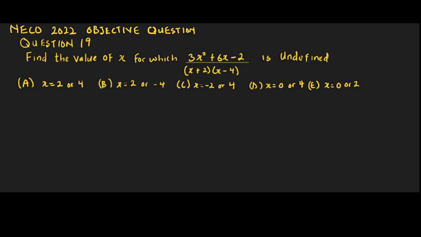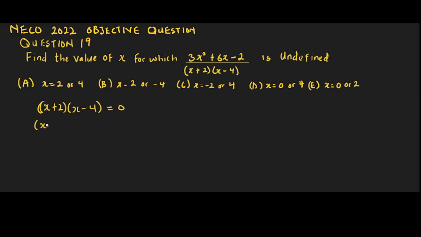Question 19. We have to find the value of x for which (3x squared plus 6x minus 2) all over (x plus 2)(x minus 4) is undefined. For a fraction to be undefined, it means the denominator must be equal to 0. So the denominator here is (x plus 2)(x minus 4). We equate it to 0.